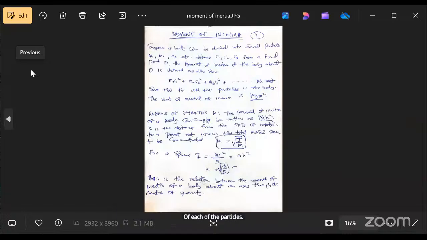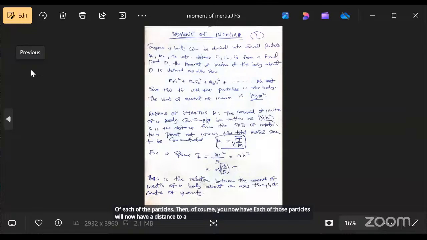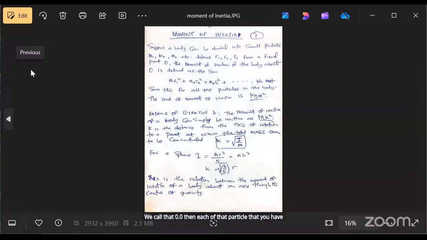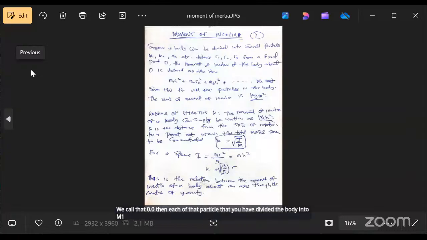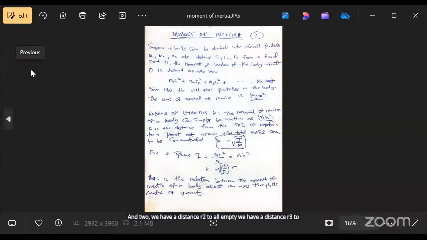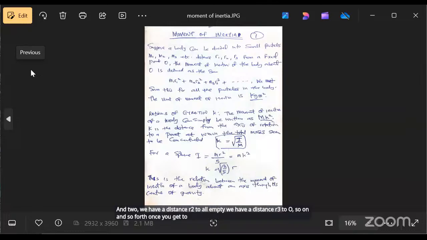Then each of those particles will have a distance to a fixed point. Let's call that point O. For each particle, M1 has a distance R1 to O, M2 has a distance R2 to O, M3 has a distance R3 to O, and so on until you get to as many as the number of particles that you have. So you assign the distance to the corresponding mass.